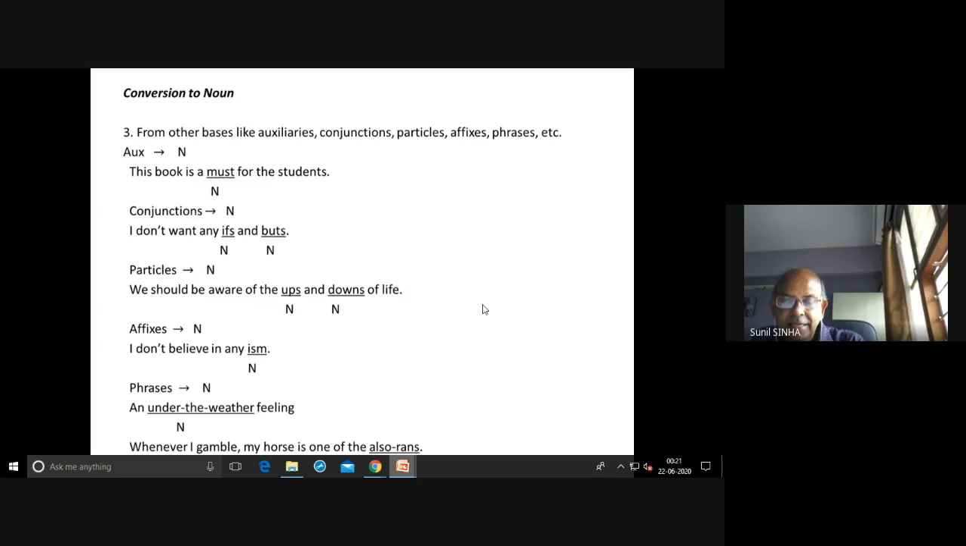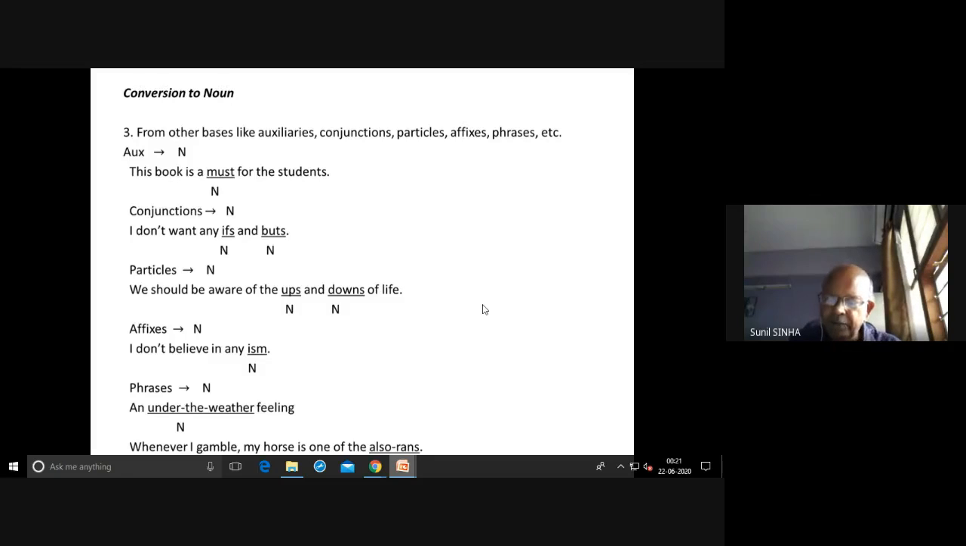Then a noun can be derived from phrases, and under the weather feeling. Under the weather is a phrase. Under the weather means ill or sick or not well. And under the weather feeling means he has a feeling of being sick or being ill. He is not well.